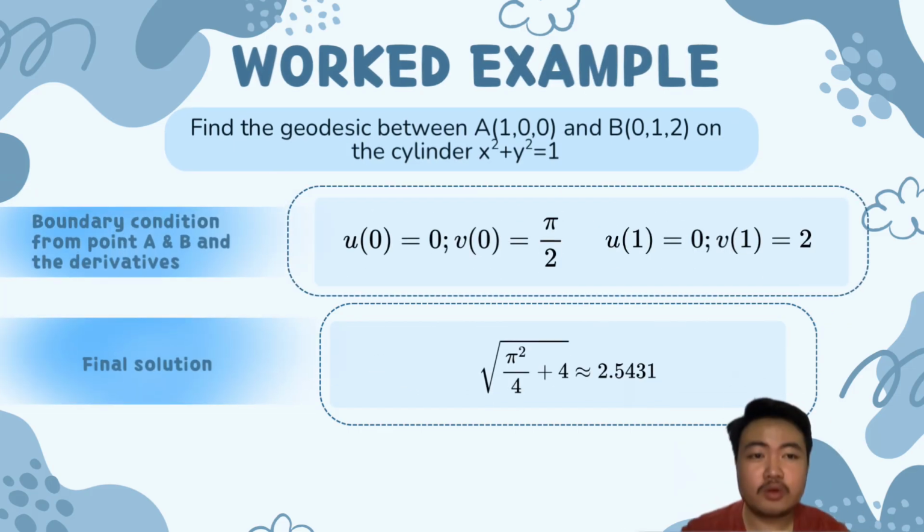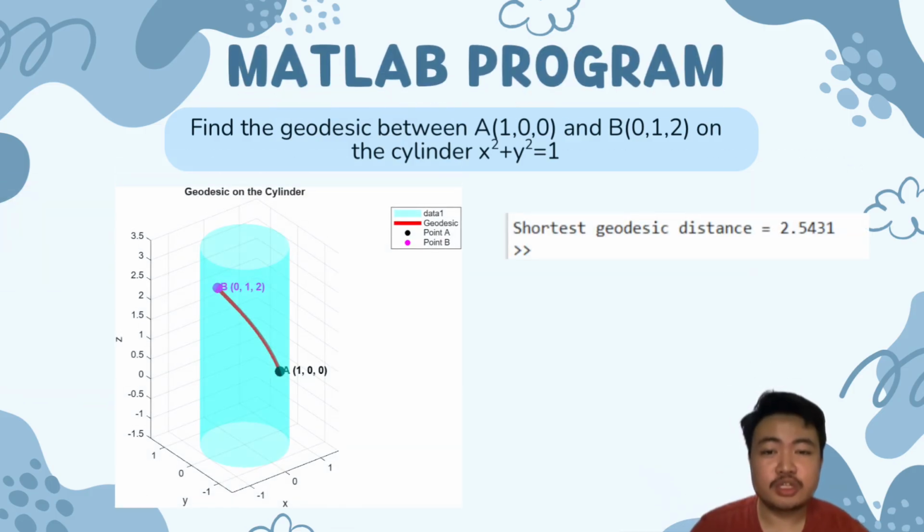Finally, we apply our boundary conditions from point A and point B to find those exact derivatives. Mapping our 3D Cartesian points back to our u and v parameters, we find that point A starts at (0, 0) and point B ends at (pi over 2, 2). Because the path is linear, this gives us the constant derivatives u prime equal to pi over 2 and v prime equal to 2. Substituting this back into our simplified functional, we integrate from 0 to 1 to get our final solution. The exact shortest distance along the cylinder is the square root of pi squared over 4 plus 4, approximately equal to 2.5431. Our group also programmed a graphical illustration using MATLAB.